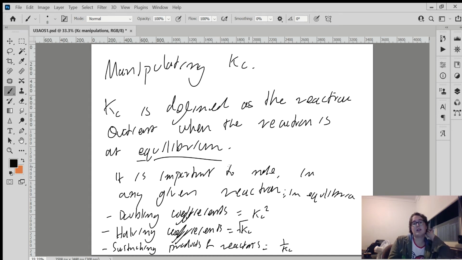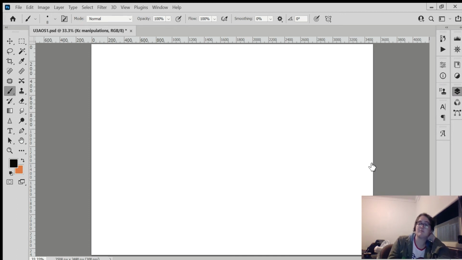It is important to note, in any given reaction, if it's in equilibrium, doubling coefficients squares K of C. Halving it, you square root K of C. Switching the products and reactants, you find the, I think it's called conjugate, 1 over K of C. There's probably going to be a question on this sort of thing. It's important to remember how to manipulate K of C.